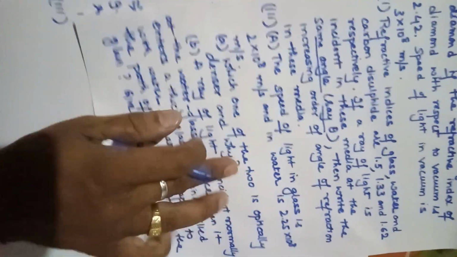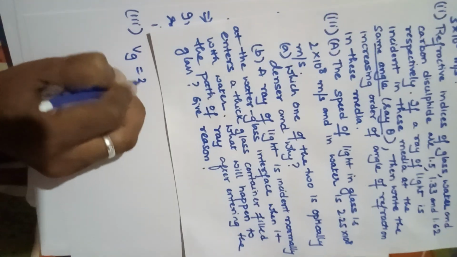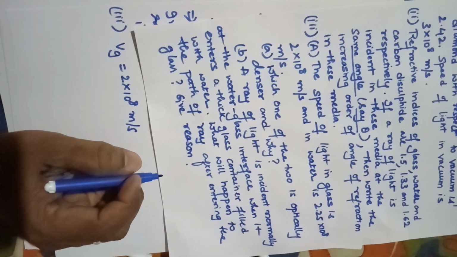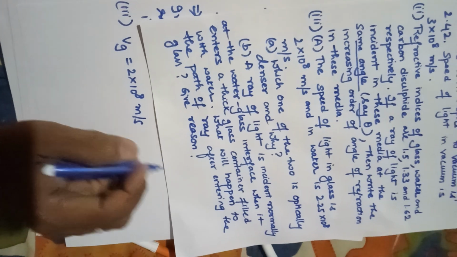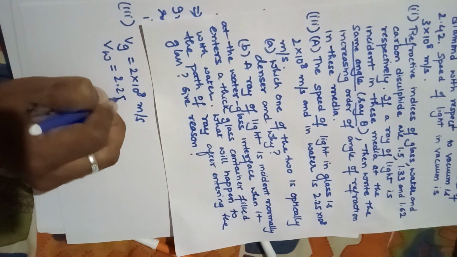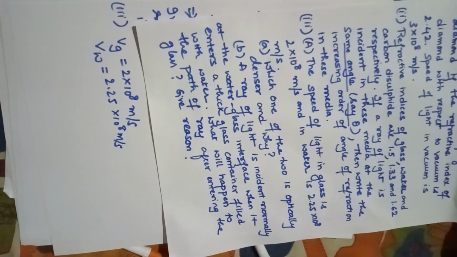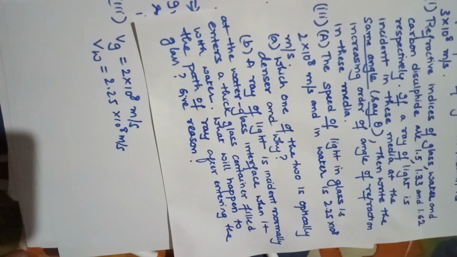In the third sub question they have given the speed of light in glass, that is Vg. So what is Vg here? Vg represents speed of light in glass, and they have given the value of Vw, that is speed of light in water, as 2.25 into 10 power 8 meter per second. Which one of the two is optically denser and why? So which one of the two means which one of water or glass is optically denser.